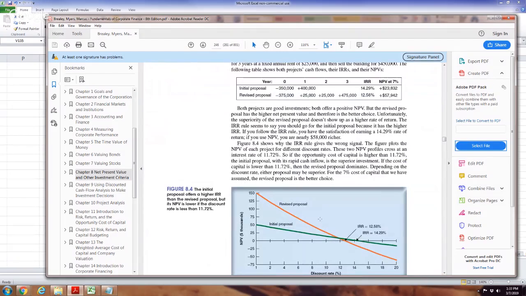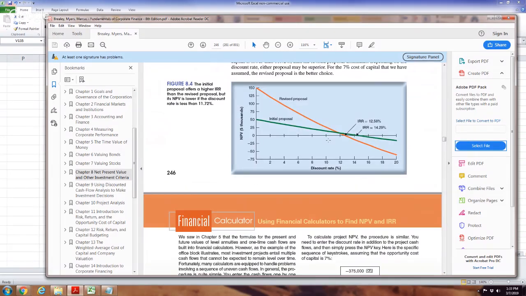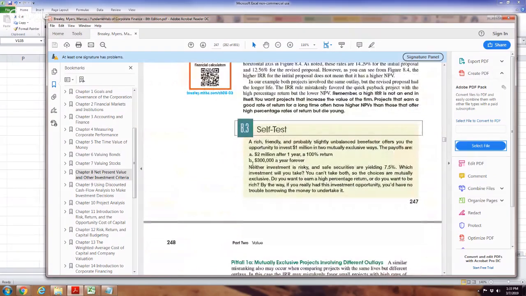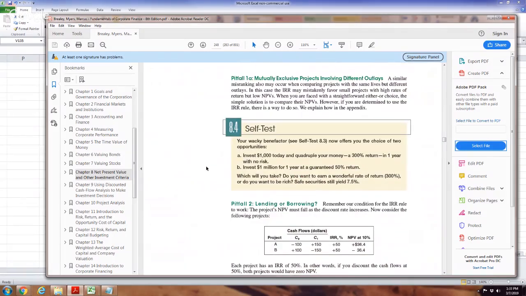And here we have a couple of these curves sitting there. We already did this, so we're already sort of into this. And here's the self-test that we just worked on with the 2 million and the 300,000, all that stuff. We just did that one.